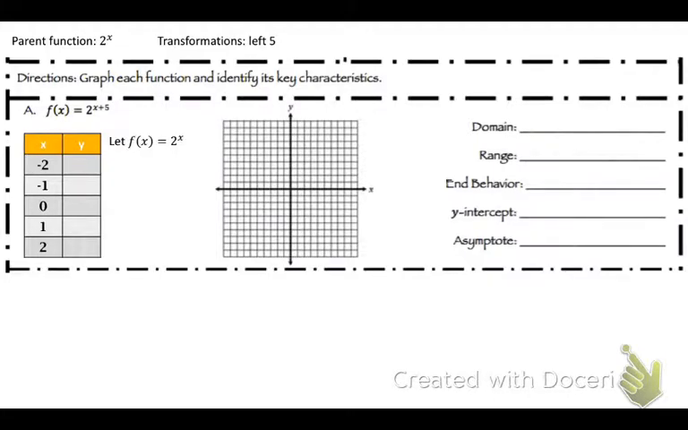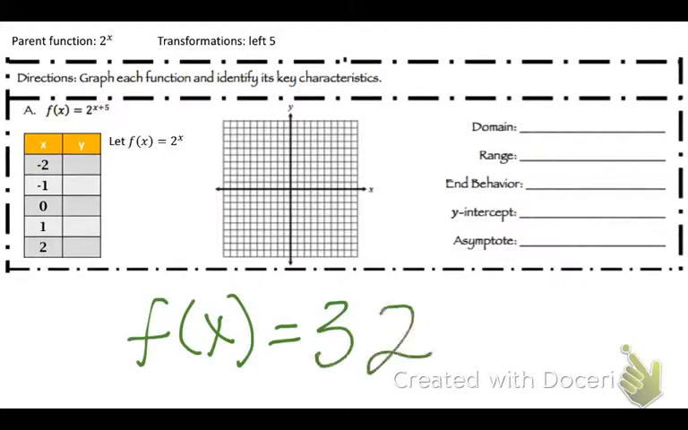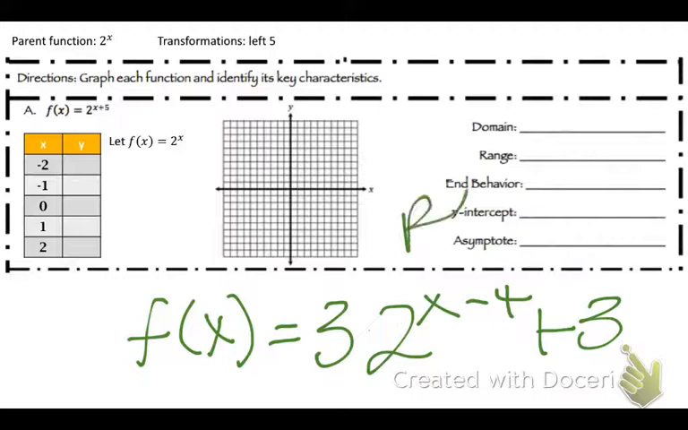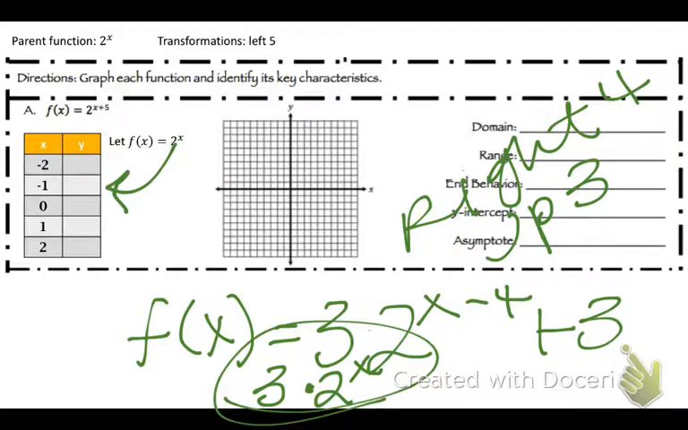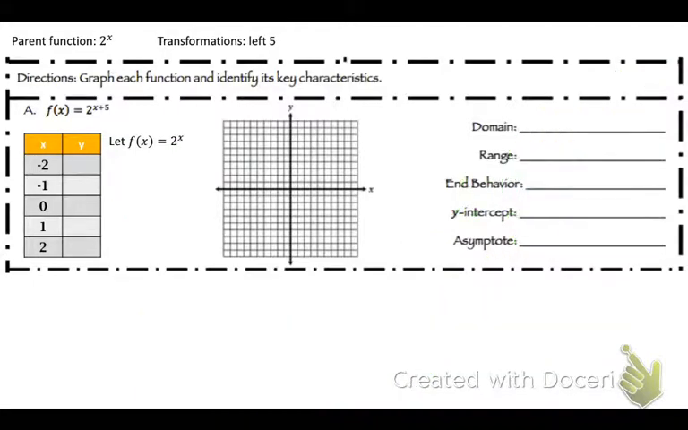But say you had f of x equals like 3 times 2 to the x minus 4 plus 3, or something weird. That would go right 4 and up 3. And then when I plug this into the chart here, I would just use 3 times 2 to the x power. That's the function I would use. Okay, if you have questions on that, we'll go over it more tomorrow, or come in before or after school and ask me. But we're just going to let f of x equal 2 to the x power. We're not going to work with the left 5 yet.